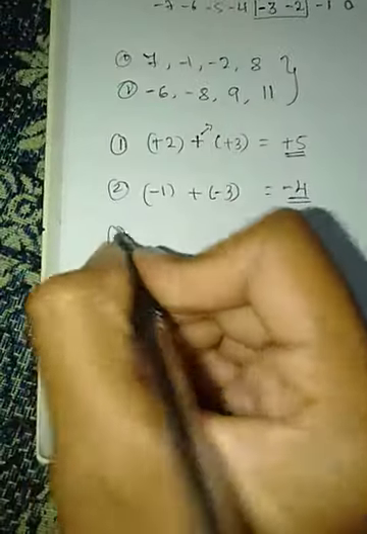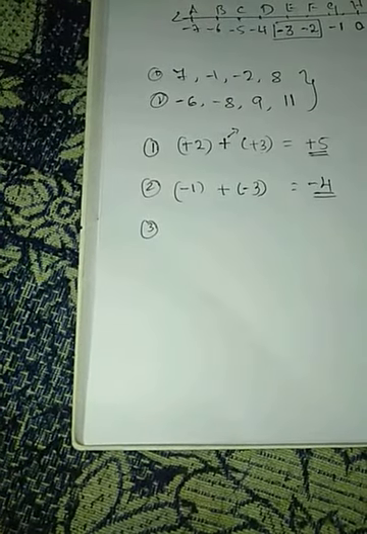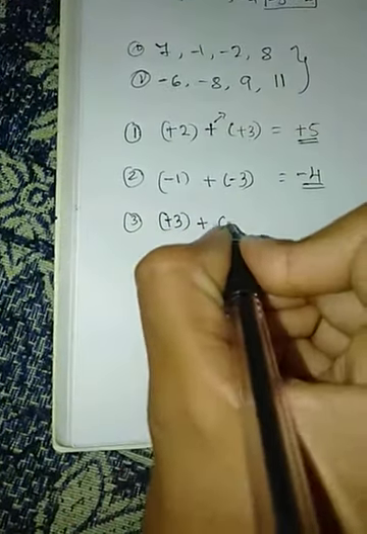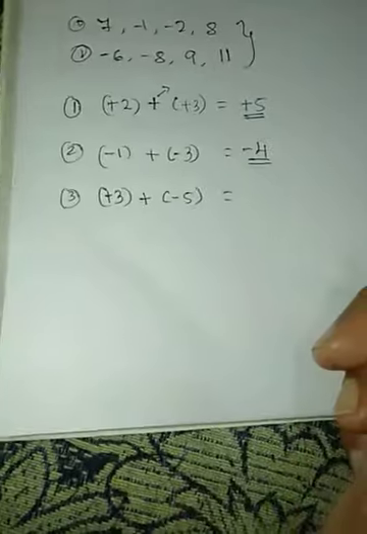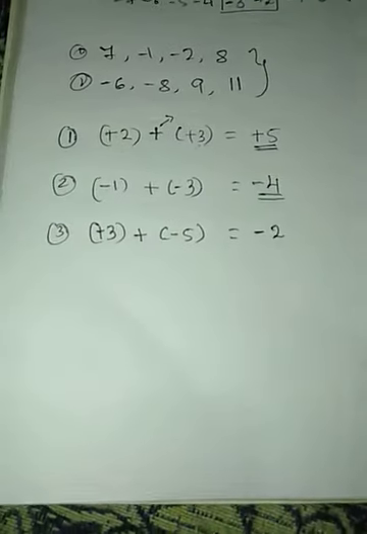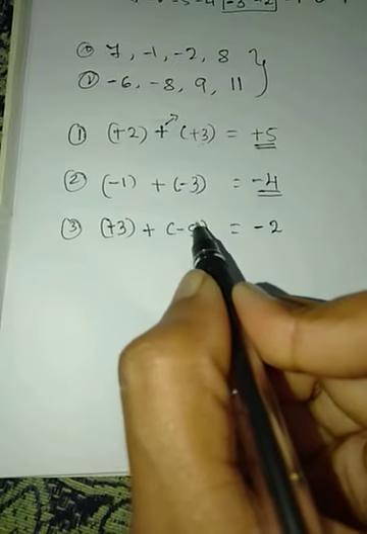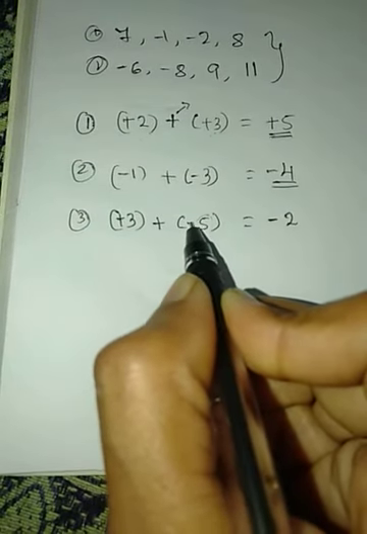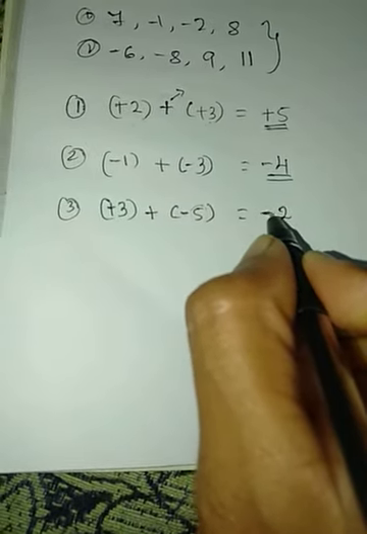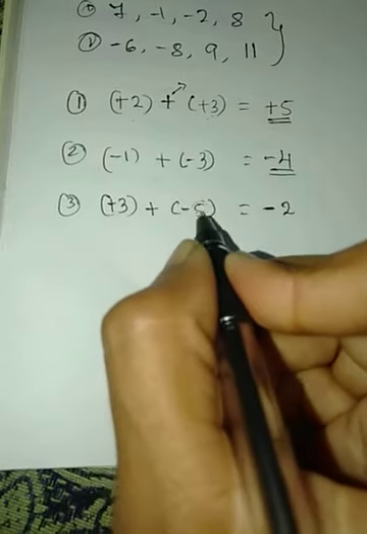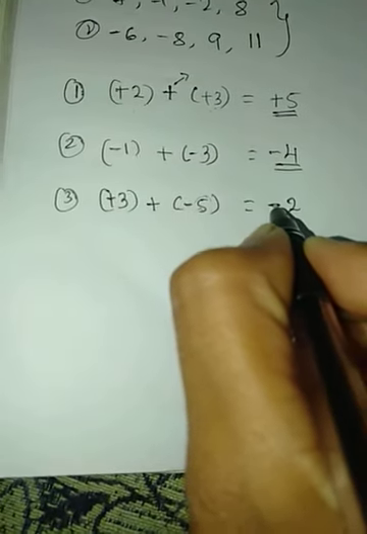Third one: if you are adding one positive integer and one negative integer, this is positive 3 added to minus 5. So what will be the sum? The sum is minus 2. How can we decide the sign? It's very simple. Here the bigger number is 5. The sign of the bigger number is minus, so in the sum the sign will be minus. Remember that.